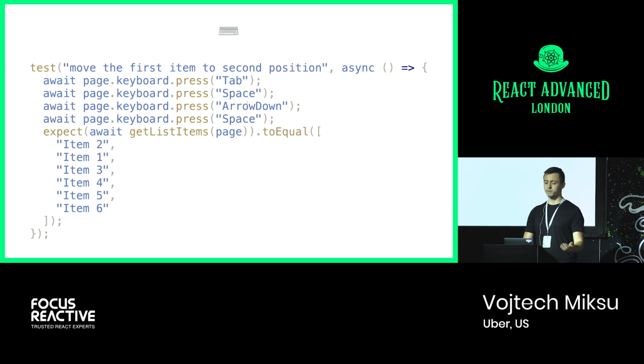And the same thing with keyboard. Instead of moving the mouse, you are just pressing different keys. Tab, space, arrow down, space. And again, you check the order of items.